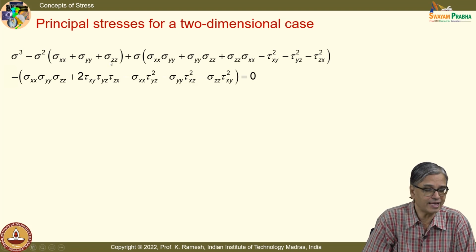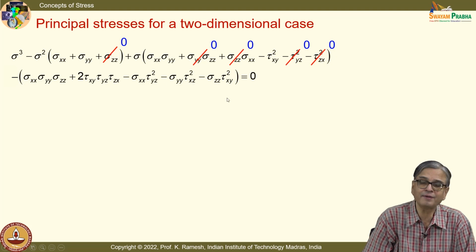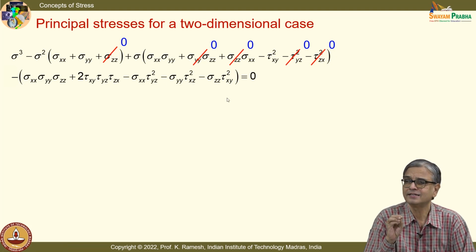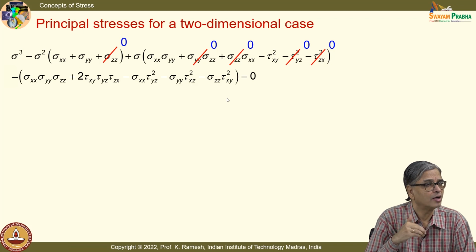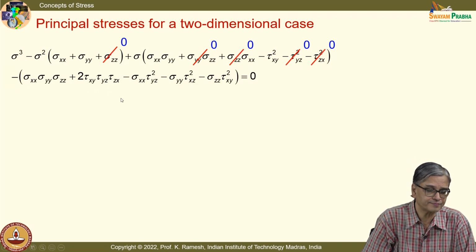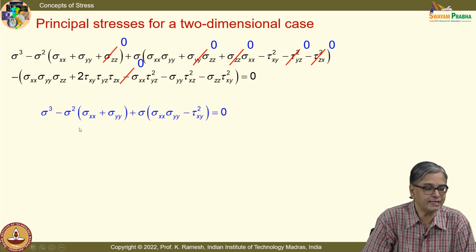So, when I do that, I will have sigma z is 0 and this term goes to 0, this term goes to 0, these two terms also go to 0. And if you look at this expression, every term has a quantity which has a subscript z. So, all these quantities also go to 0. So, now this expression can be simplified and rewritten as sigma cube minus sigma squared multiplied by sigma x plus sigma y plus sigma into sigma x sigma y minus tau squared xy equal to 0.